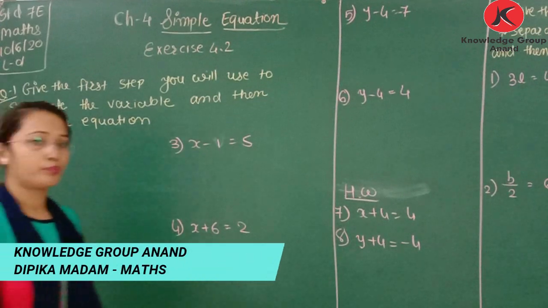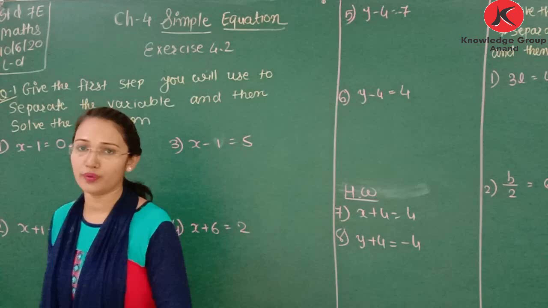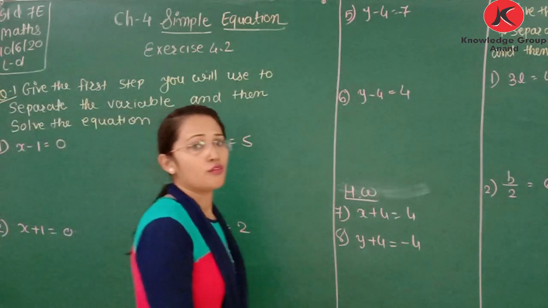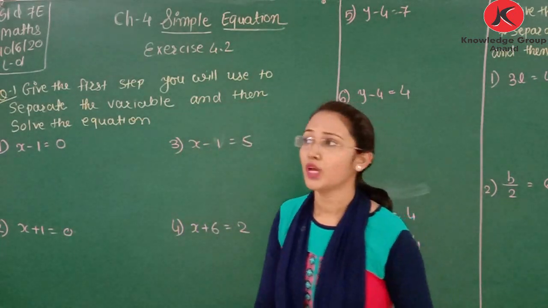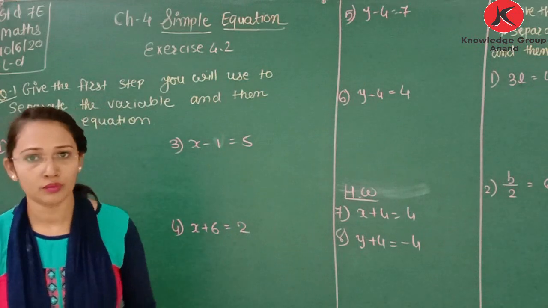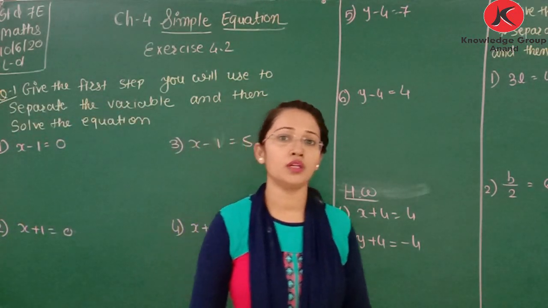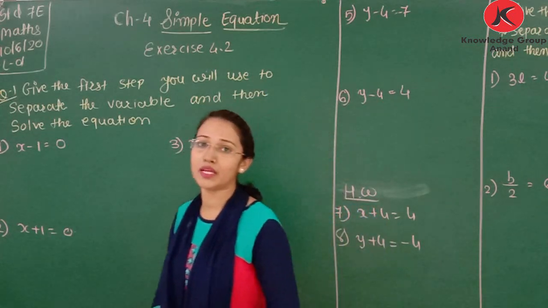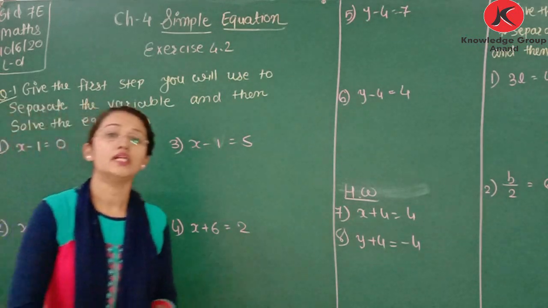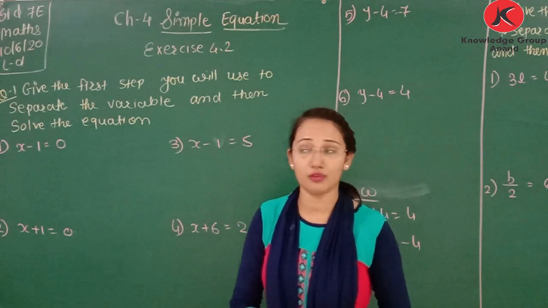Welcome back friends. Previously we learned how to find the solution of an equation. In that method, if the number is in addition, you need to subtract that number on both sides. If the number is in subtraction, then add that number on both sides. If the number is in division, then multiply, and if the number is in multiplication, then divide that number on both sides to remove the number from the variable.